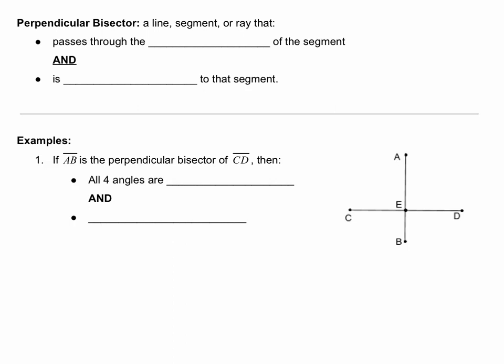Now let's add on to that idea a little more and talk about perpendicular bisectors. This is just a line, segment, or ray that, one, passes through the midpoint of the segment. Now remember, that is the definition of a bisector. And number two, it has to be perpendicular.